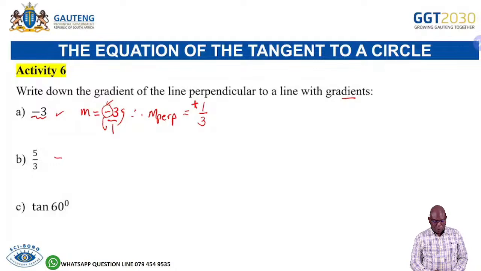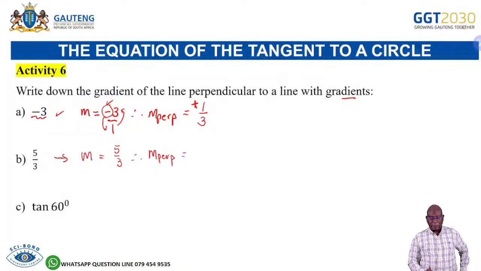Same applies to this one. The gradient of that is 5 over 3. Therefore the gradient of the perpendicular will be: swap it, 3 over 5, and just change the sign. So the sign was positive here, there it becomes negative.